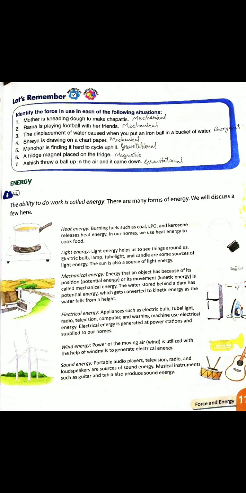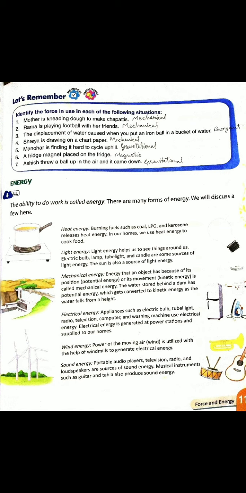See, the first topic is energy. Energy is the ability to do work. Here there are many forms of energy, but we are learning here few of them. First one is heat energy. Burning fuels such as coal, LPG and kerosene releases heat energy. In our homes, we use heat energy to cook food.